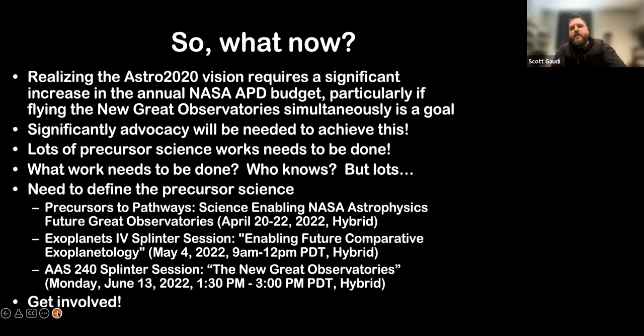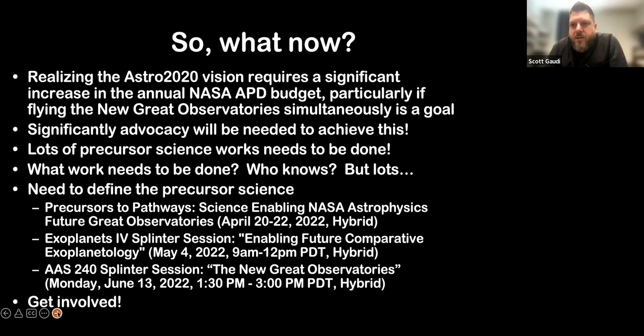Okay, so this is what I think we should do now. Realizing this mission requires a significant increase in the NASA budget. So those of you that can lobby for more money for NASA astrophysics, I encourage you to do so. We need significant advocacy to do this. There's a lot of precursor science work that needs to be done, as well as technology development and other things as well. What needs to be done? Well, I don't think we know, but we should figure it out real soon.